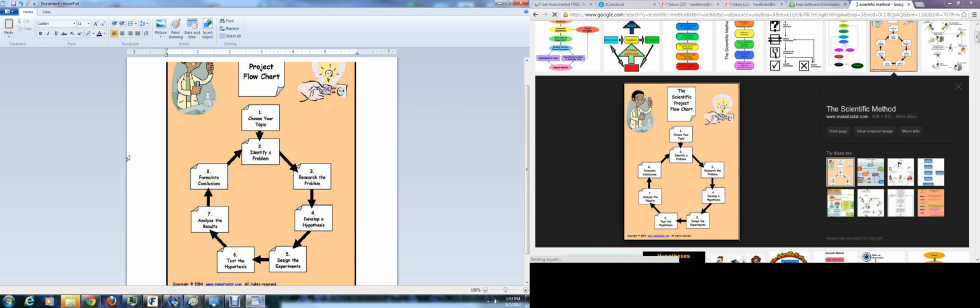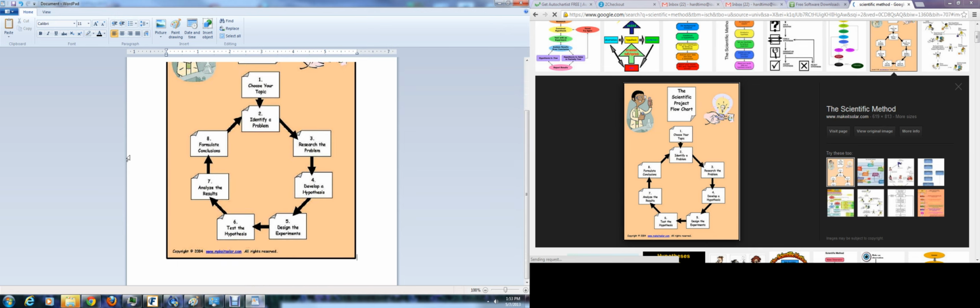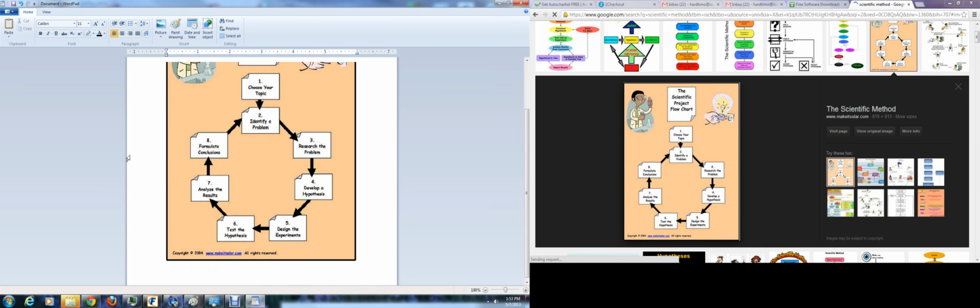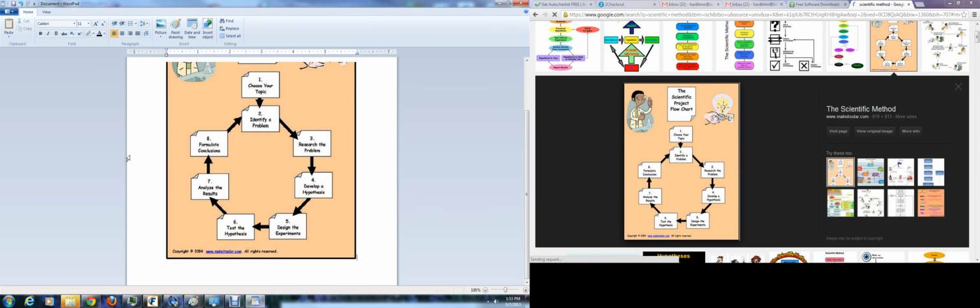So to start, what is process? Well, I like to relate it to the scientific method. Just makes sense to me. That kind of got hammered into my head in college, so I found this pretty cool, easy to use flowchart online. Makeitsolar.com.